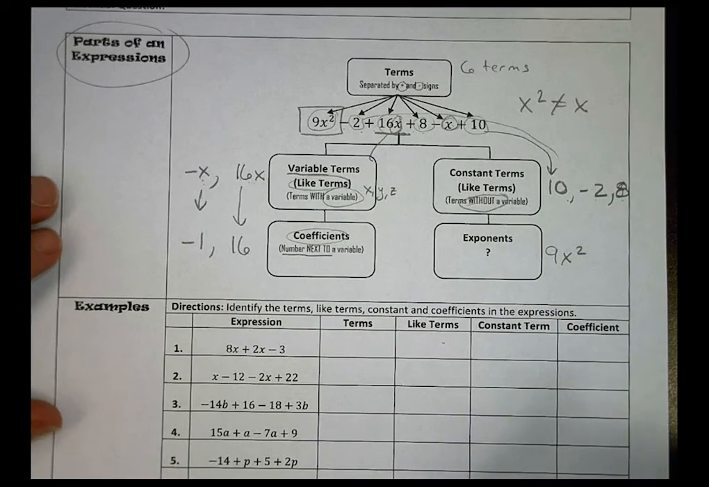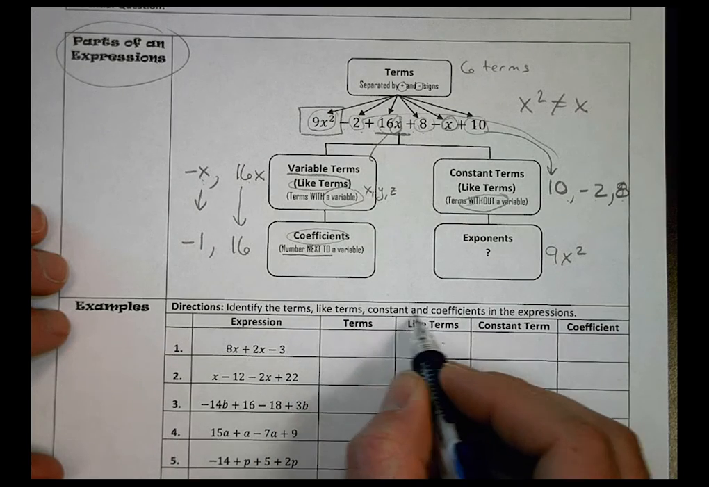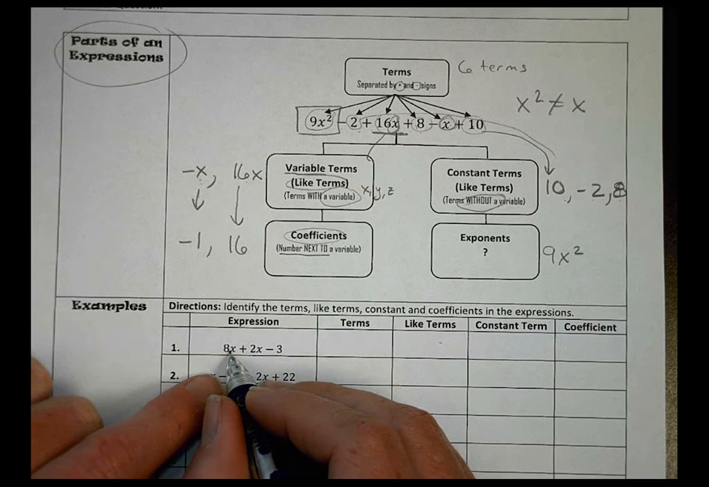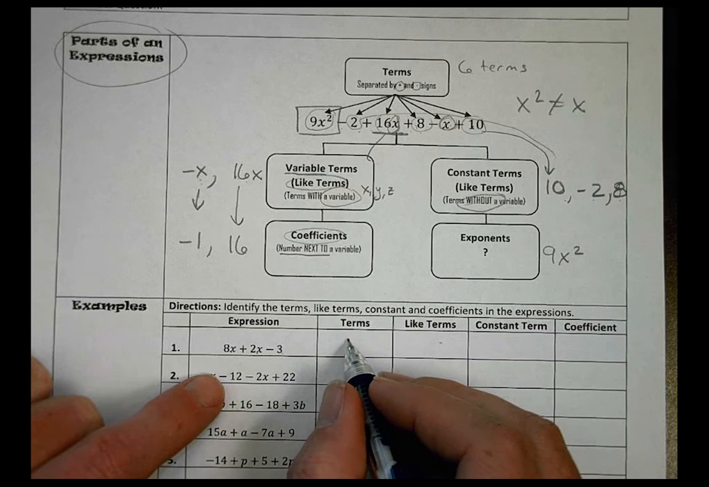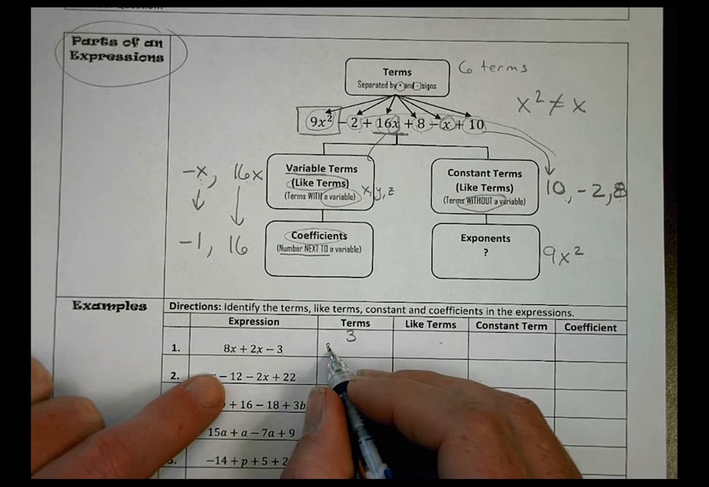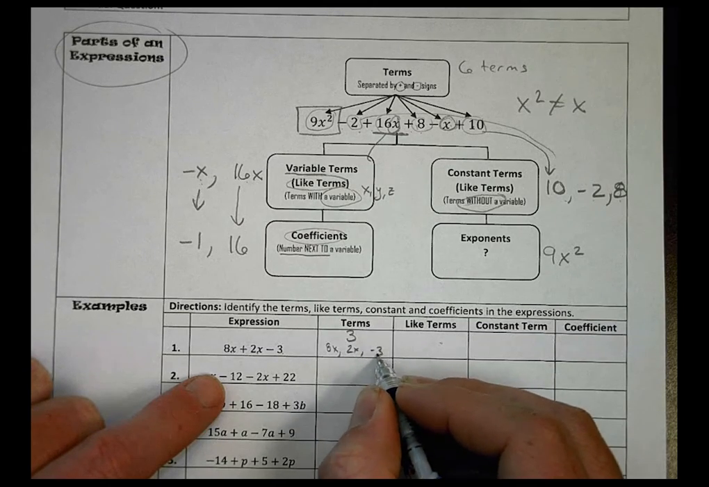Now for some examples. It says to identify the terms, the like terms, the constant, and the coefficients in each expression. In this case, I'd look and say I have 1, 2, 3 terms altogether. Those are my 3 terms. I don't know if they want you to write the number 3, or to identify that 8x is a term, 2x is a term, and minus 3 is a term.